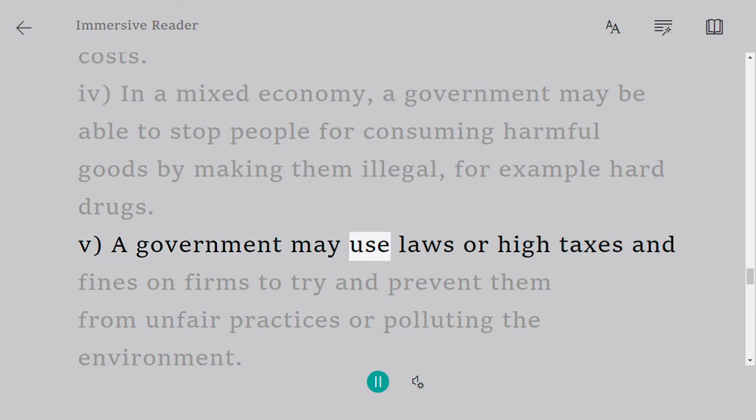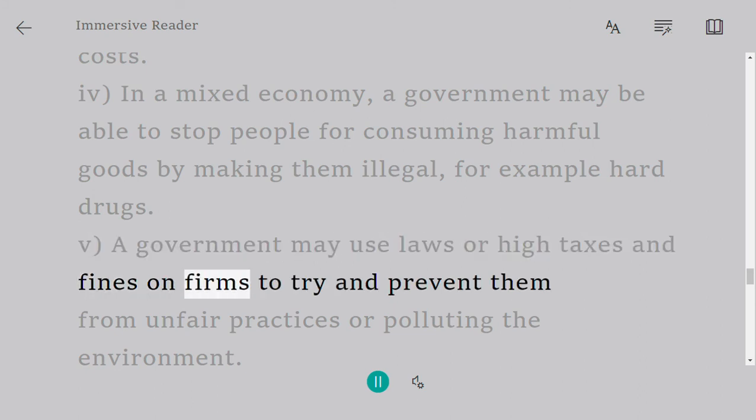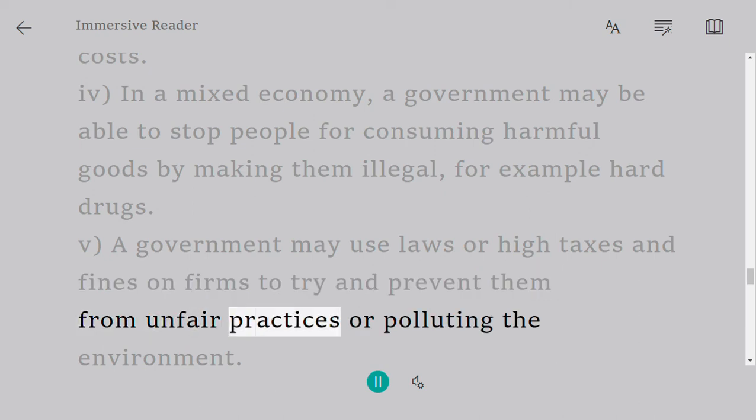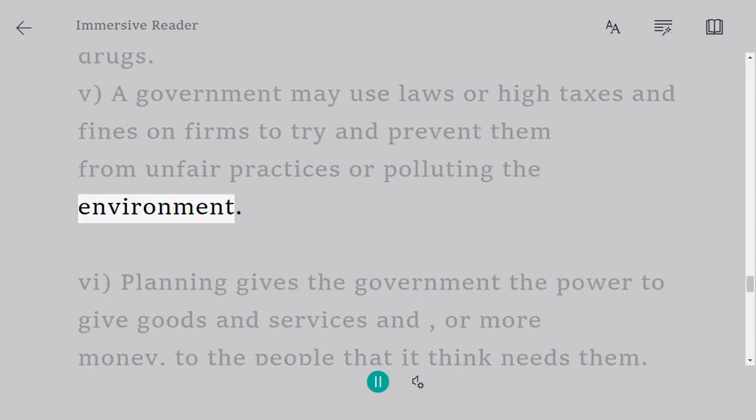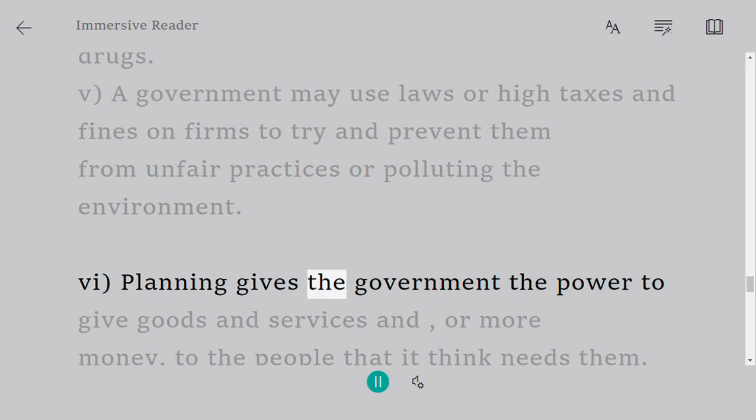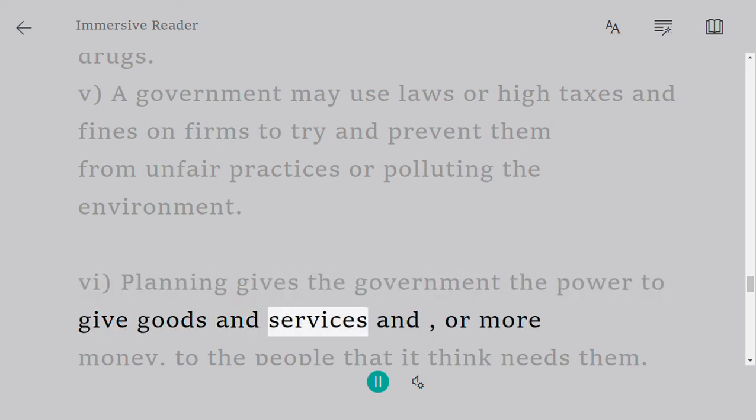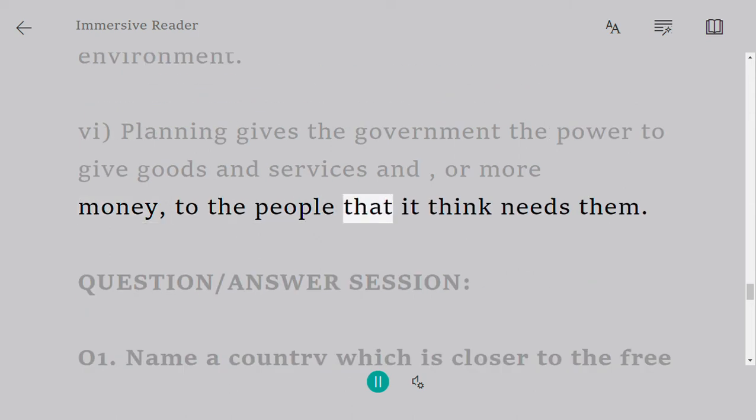5. A government may use laws or high taxes and fines on firms to try and prevent them from unfair practices or polluting the environment. 6. Planning gives the government the power to give goods and services and, or more, money to the people that it thinks need them.